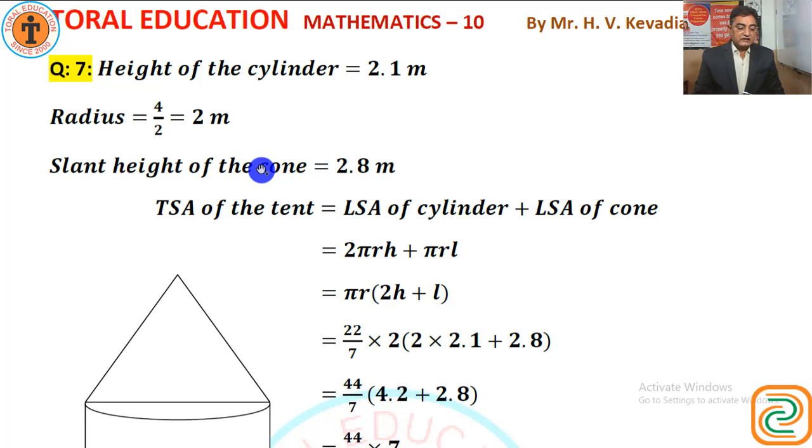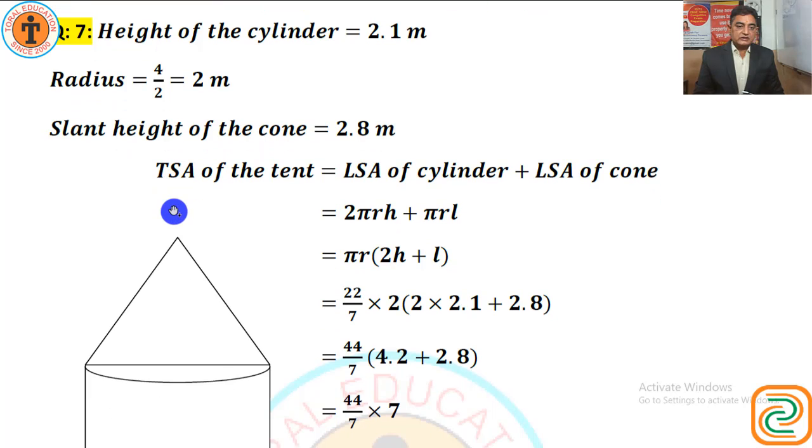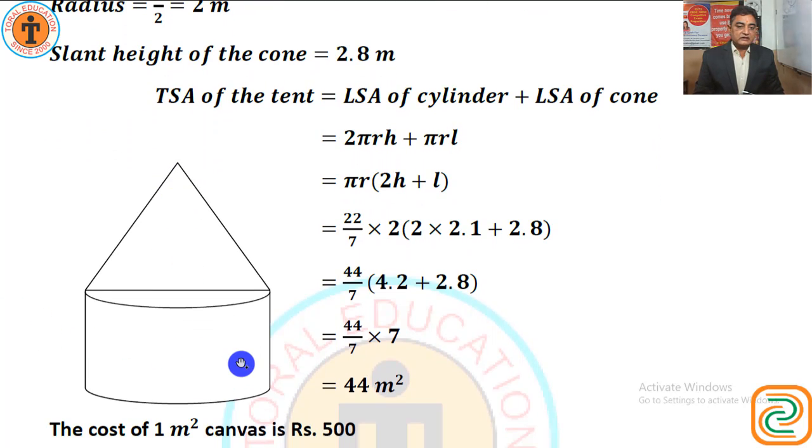A tent is in the shape of a cylinder surmounted by a conical top. Here is the figure. This is the cylinder and this is the conical top. If the height and diameter of the cylindrical part are 2.1 meter and 4 meter respectively, that means the height is 2.1 meter and the diameter is 4 meter.